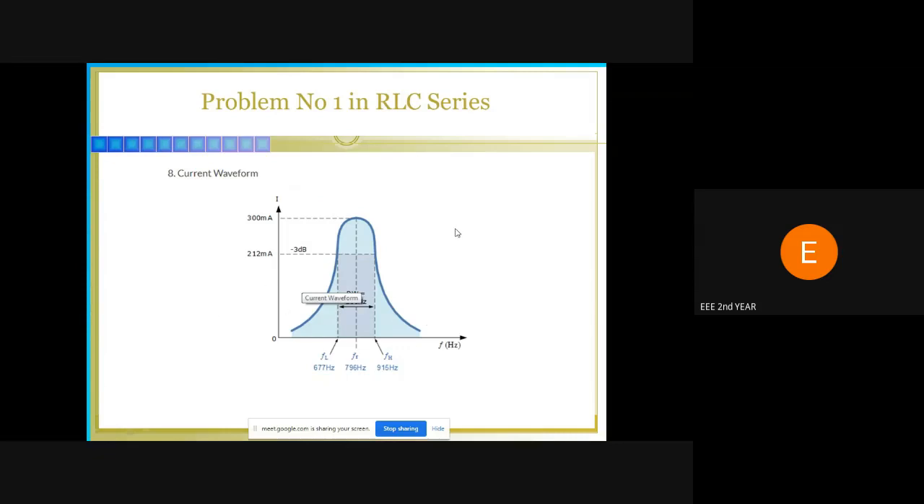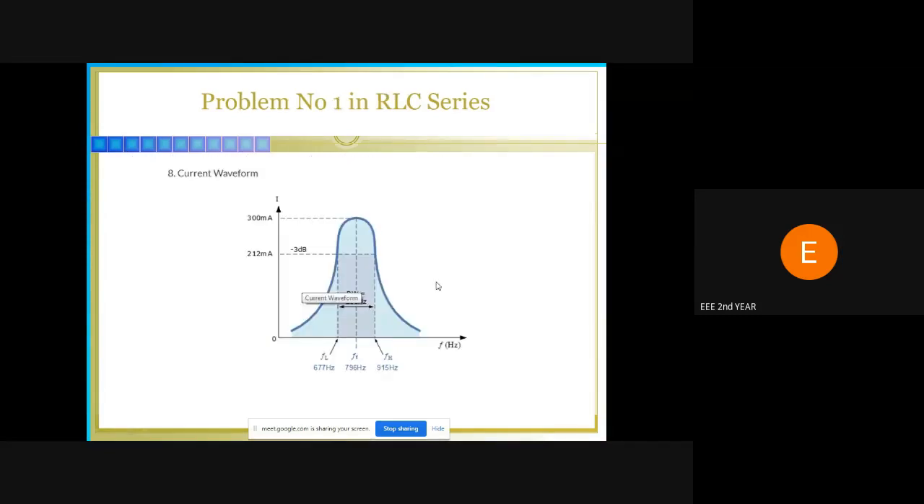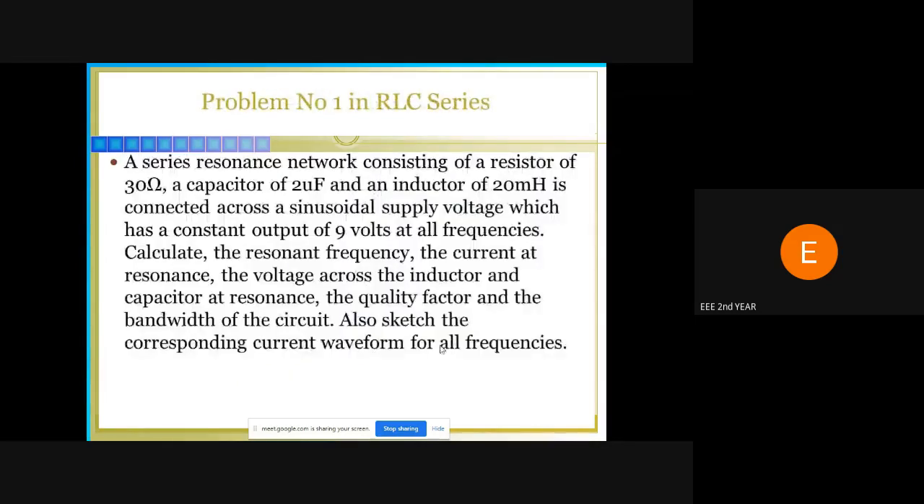So this is the current waveform. Your current value is maximum, that is 300 milliampere, and the resonant lower frequency is 677, higher frequency is 950, and the medium frequency is 796. That is where the resonance occurs, the resonant frequency. Right. So based on this, the individual current waveform for all frequencies will be measured.